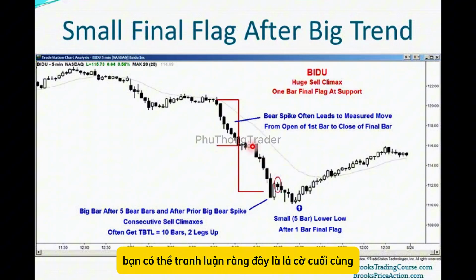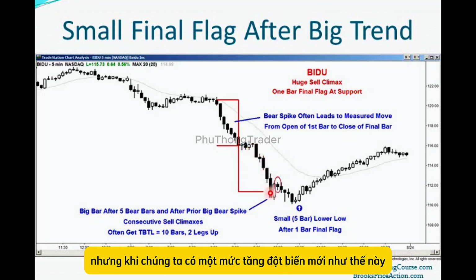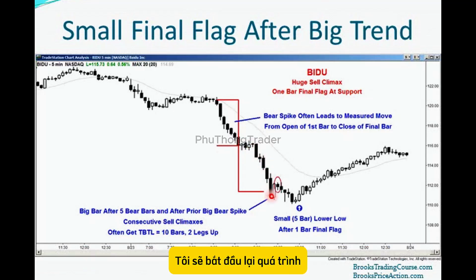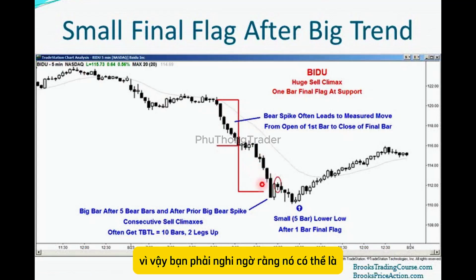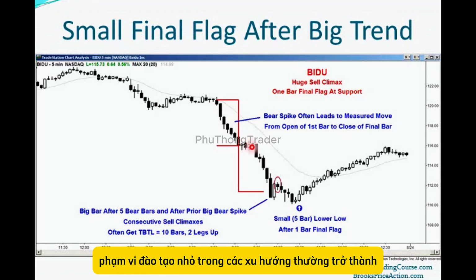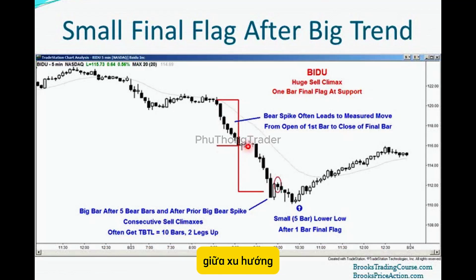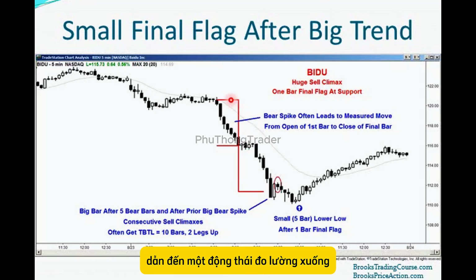You can argue that this is the final flag, but when we have a new spike down like this, I would start the process over. And this is a very big sell climax occurring after a trend has gone on for a long time. So you have to suspect that it might be a climactic end of the trend, especially since it's down to a support level. Small trading ranges in trends often become the middle of the trend, leading to a measured move down, and that was the case here.